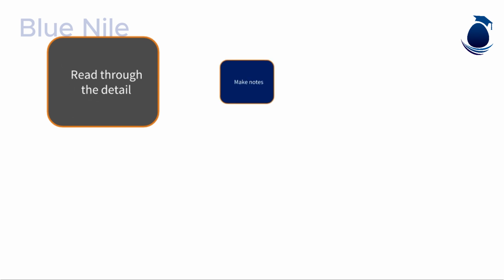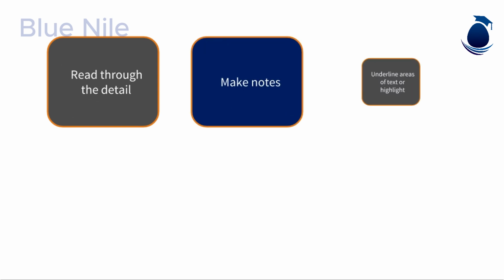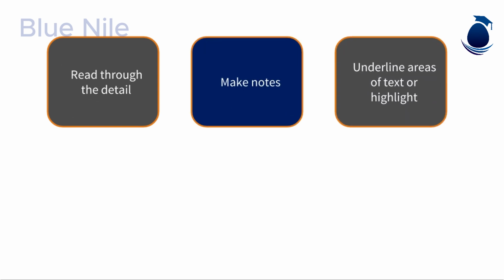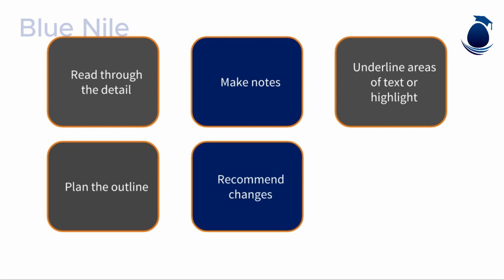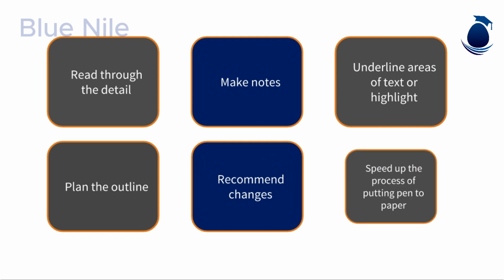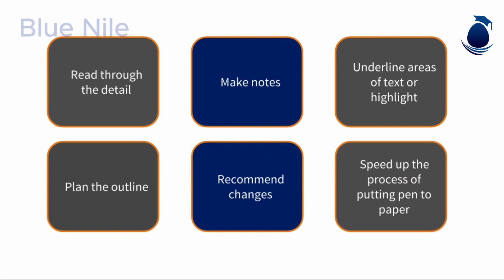As you read, make notes in the margins, underline areas of the text or highlight to help plan the outline of your answers. This is particularly important for Part C, where we need to find deficiencies in controls mentioned in the scenario and then recommend changes. This will all help speed up the process of putting pen to paper.